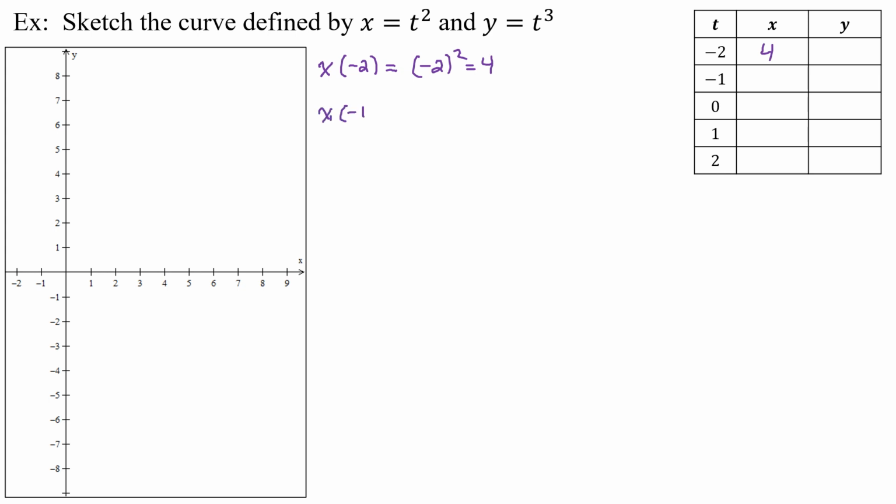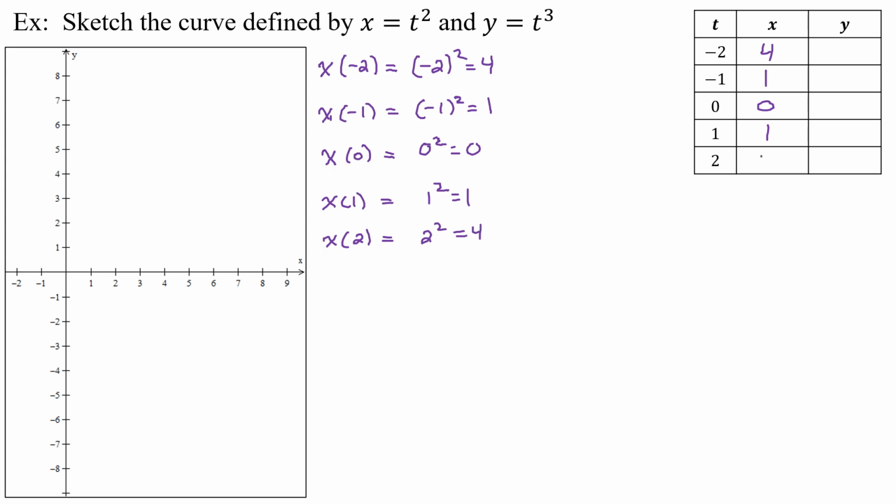If I plug in negative 1, I'll get negative 1 squared, which is 1. If I plug in 0, hopefully that's pretty obvious, that would be 0. If I plugged in 1, 1 squared is 1. Again, this is an even function, so you'll notice that whether you plug in the negative 1 or the positive 1, you still get 1. Same way with the 2. If you plug in negative 2 or positive 2, since it is an even function, you'll get 4 either way.